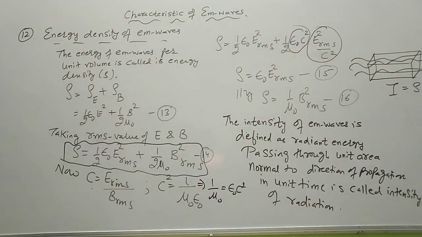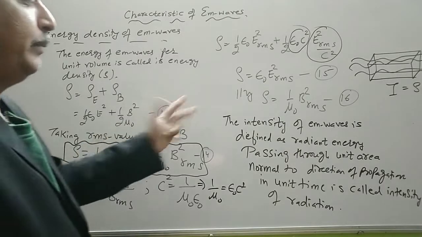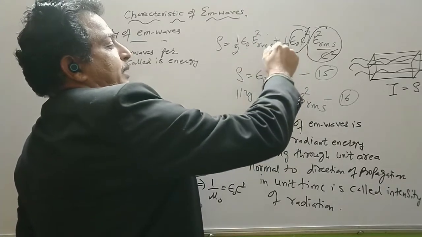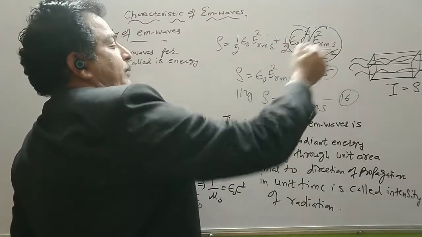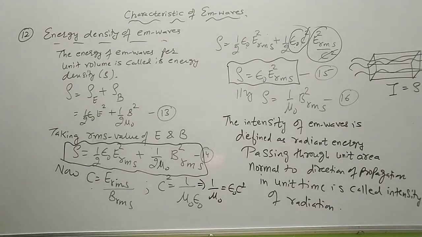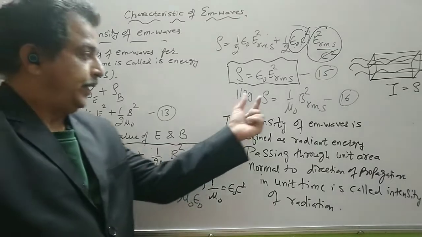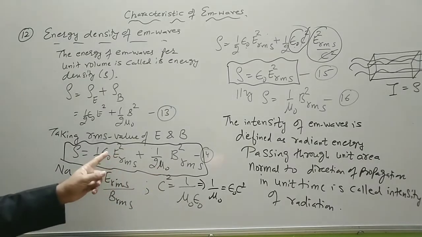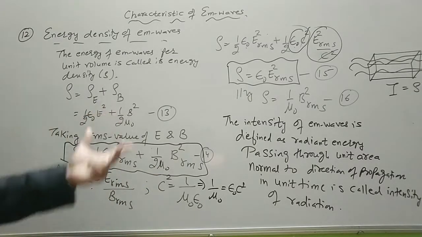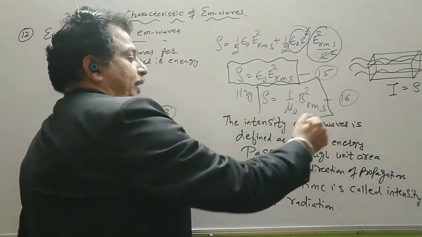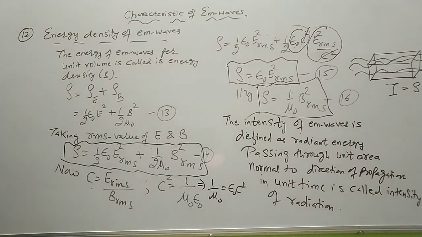So either the equation can be written in the form of electric field or the magnetic field. So here C square is cancelled. Half epsilon naught E square RMS plus half epsilon naught E square RMS. So this is the important relation for the energy density, that is energy stored or the energy of electromagnetic waves per unit volume. Similarly, instead of eliminating B RMS and mu naught, you can eliminate E RMS and epsilon naught. So in the place of epsilon naught, we will get 1 upon mu naught, and we know the energy density is directly proportional to the square of the field.